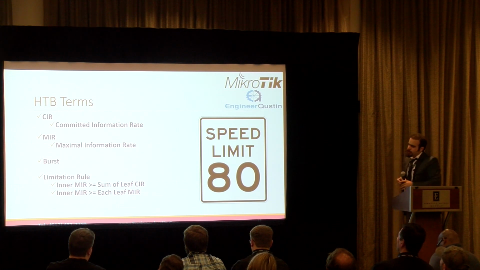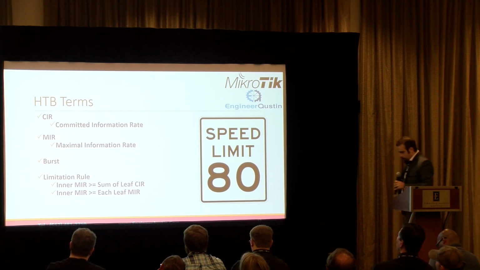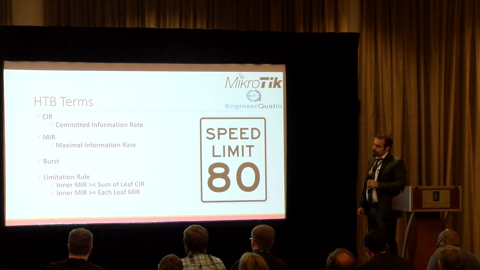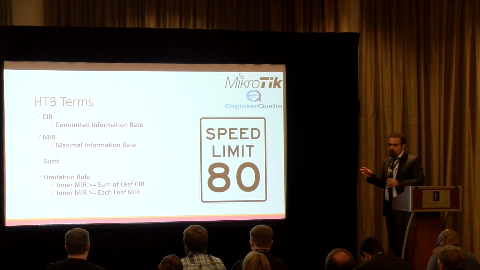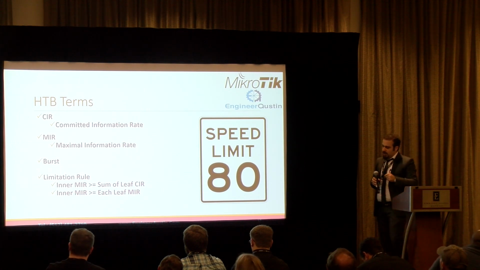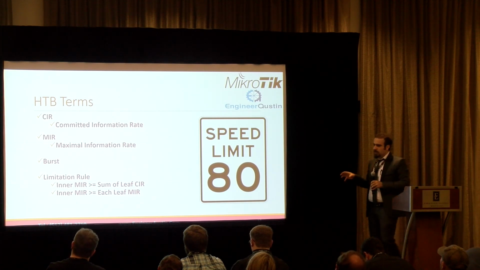So we have two limitation rules for HTB configuration. The inner queue limit-at must be larger than or equal to the sum of the leaf queues' limit-at, and the inner queue max-limit must be greater than or equal to each leaf queue's max-limit.